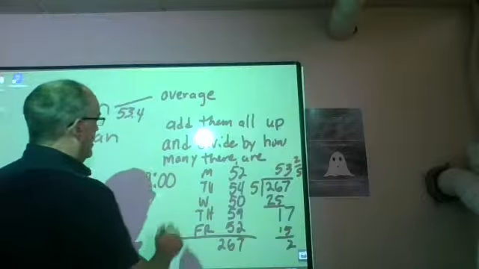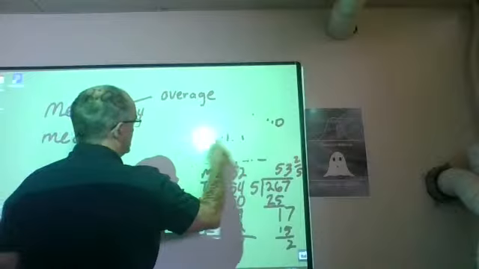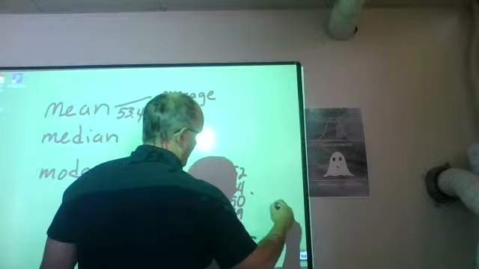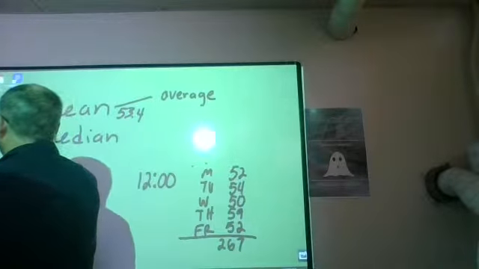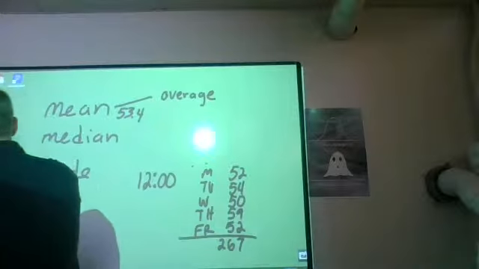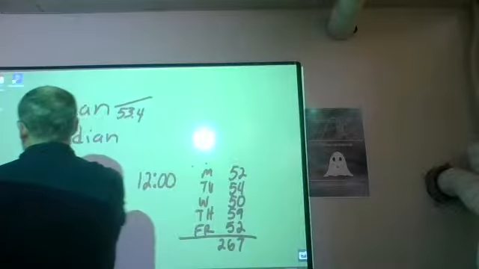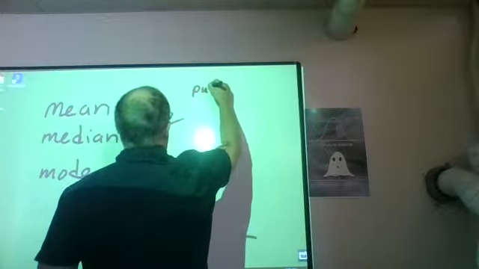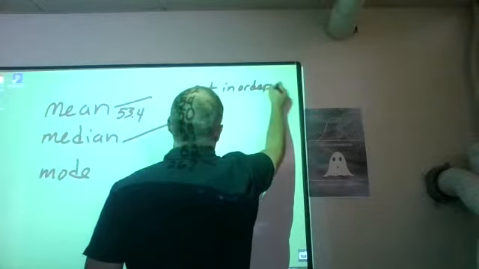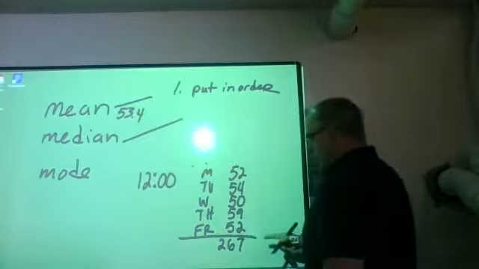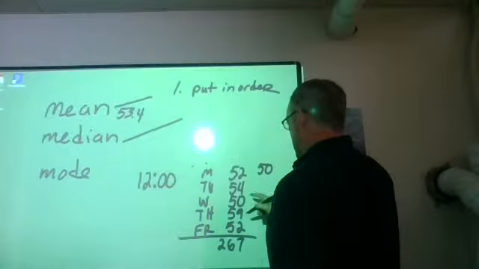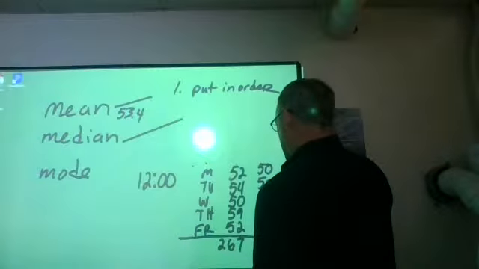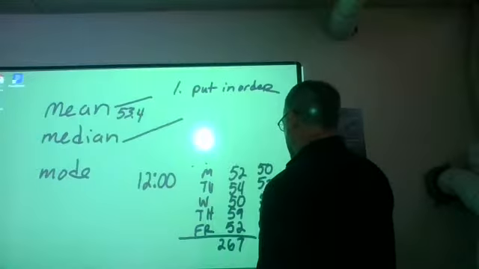Then we'll erase everything dealing with the mean. Don't erase your temperatures though, because you'll need them again. Then we'll do the median. Well, one more erasure here. The median is put them in order. Put in order. That will be step 1. So where's our lowest? We'll go 50. Then there are a couple of 52s. Then there's a 54. And then there's a 59.